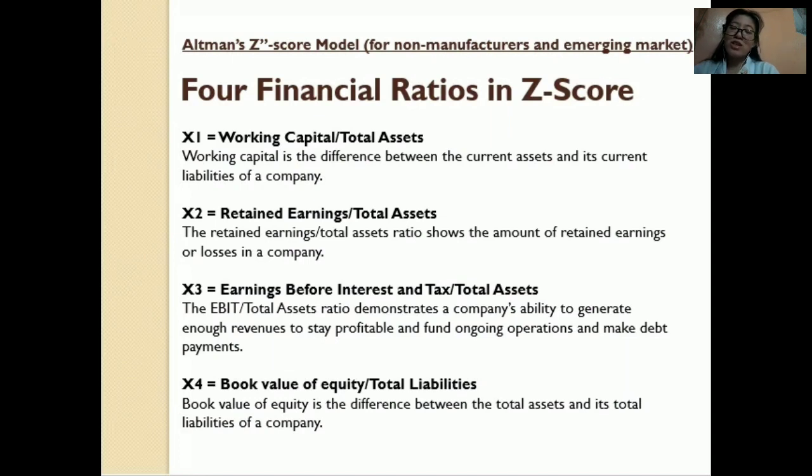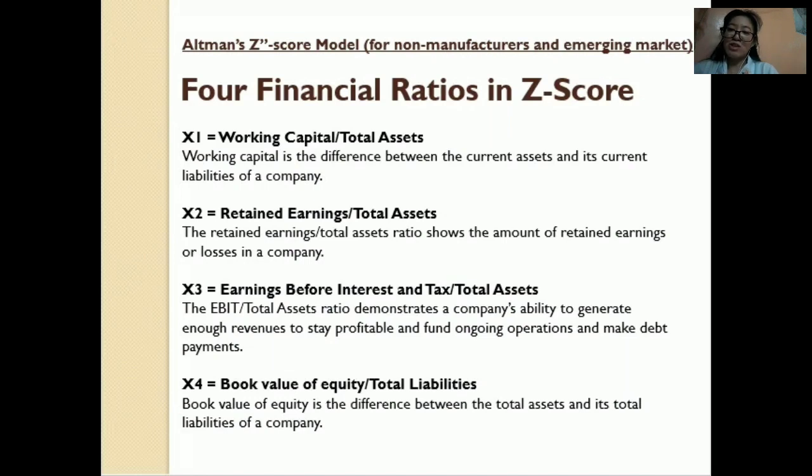X2 is equal to the retained earnings over total asset. The retained earnings over total asset shows the amount of retained earnings or losses in a company. X3 is equal to the EBIT over total asset, where EBIT measures the company's profitability, and it also refers to the ability of a company to generate profit solely from its operation.